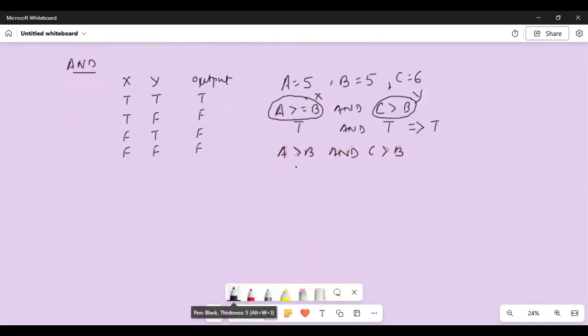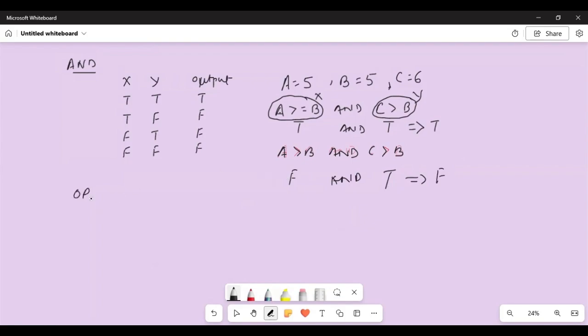Now what do we get? Condition a greater than b. A is 5, b is 5. So this condition is false. All right, and c greater than b, this condition is true. So false and true. What will I get? You guessed it right. Wonderful. It is going to be false. So this is how the AND logical operator works.